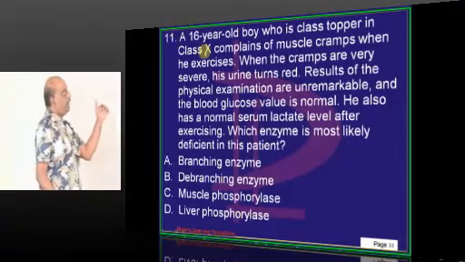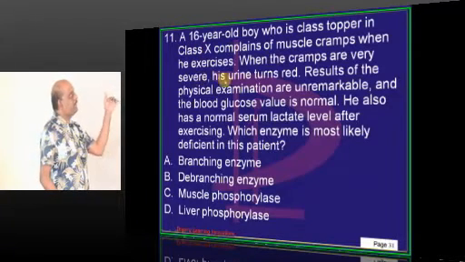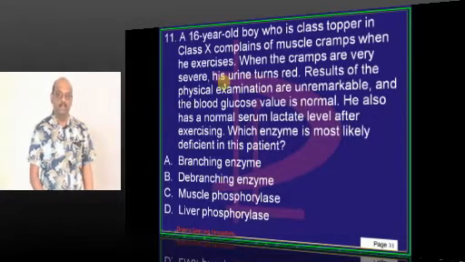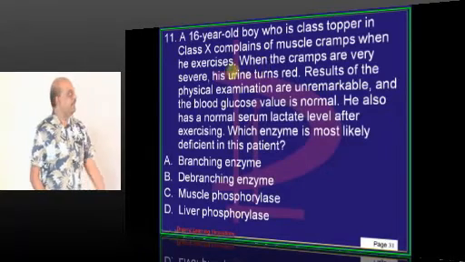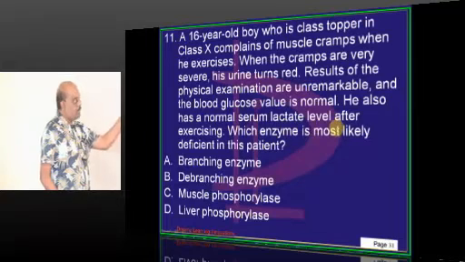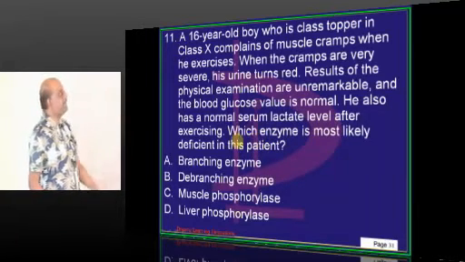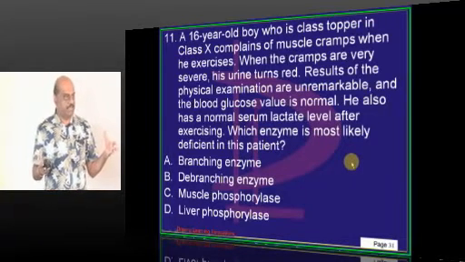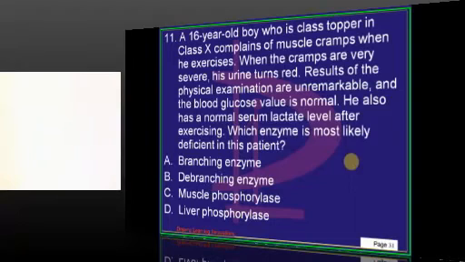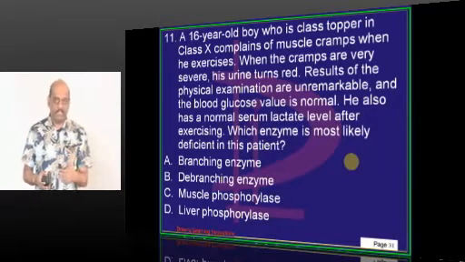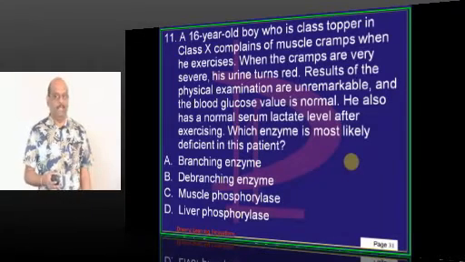A 16-year-old boy who is a class topper complains of muscle cramp whenever he exercises. Class toppers generally exercise their brain and very little of their real muscles. So when the cramps are very severe, his urine turns red and the blood glucose is normal and he has a normal serum lactate after exercise, then what is the enzyme? So these are glycogen storage disorders. Which glycogen storage disorders affect the liver and also muscle? Which will lead to lactic acid elevation on exercise, which leads to recurrent hypoglycemic attacks.